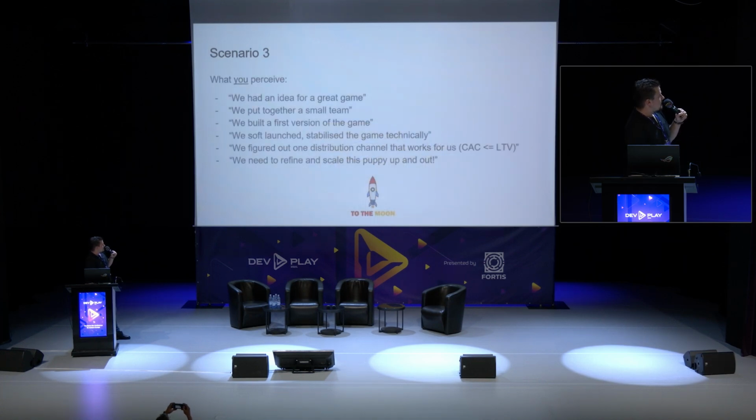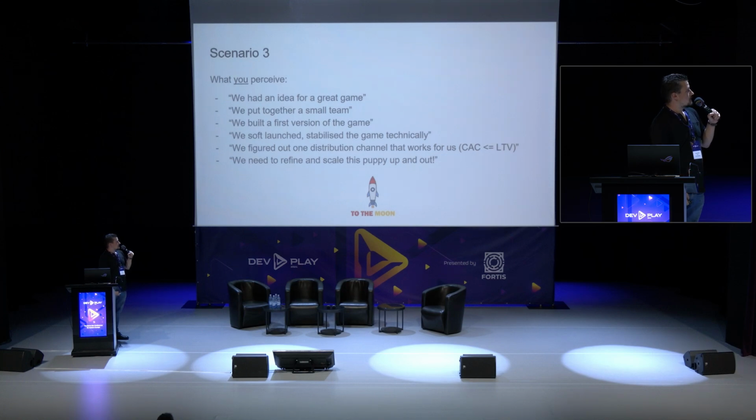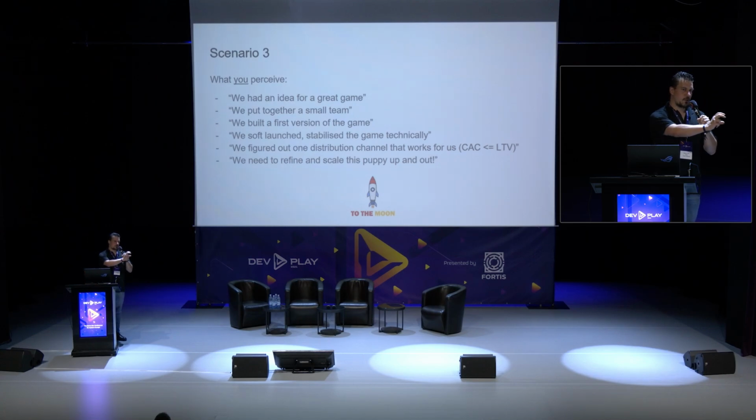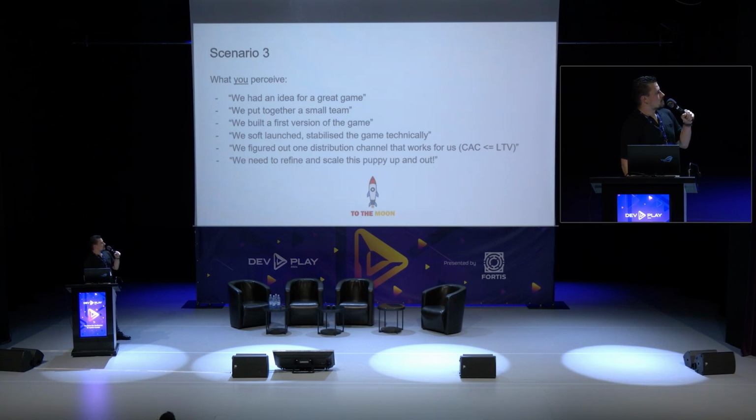Now, the third scenario is an advancement on the second one. Got an idea for a great game, you put together a team, you build the first version of the game, and then you soft launched. And you stabilize your game technically, so you can go through a launch, and then you figured out one distribution channel that works for your game. So you could connect with your players, you could reach out to them, you can get them to play your game, and it does make sense economically. So at this point, you need to refine your product, and you need to scale it, basically.